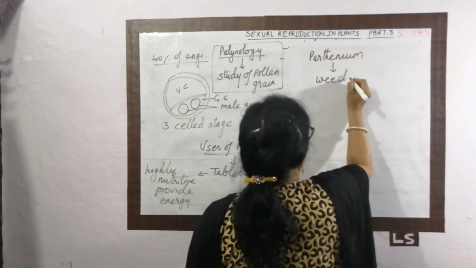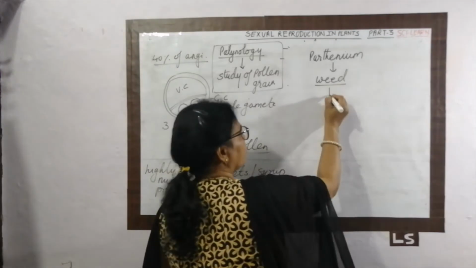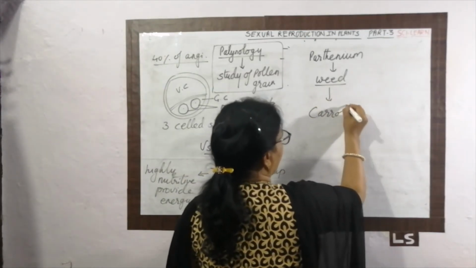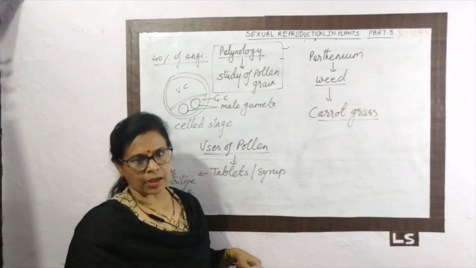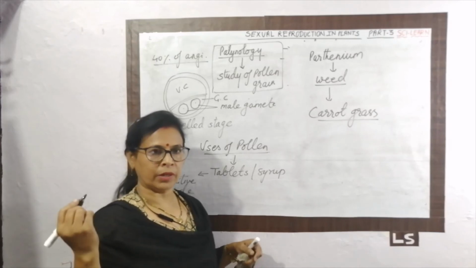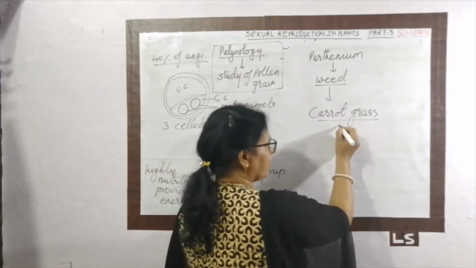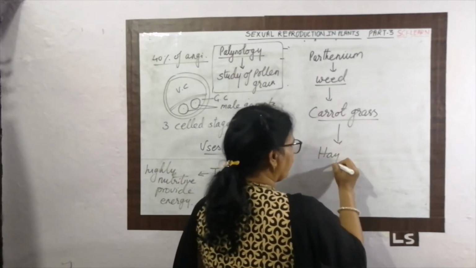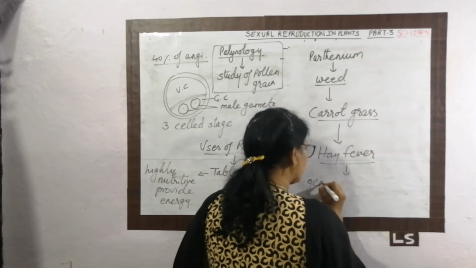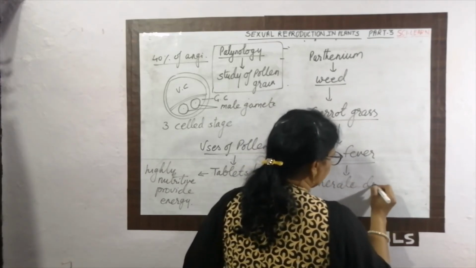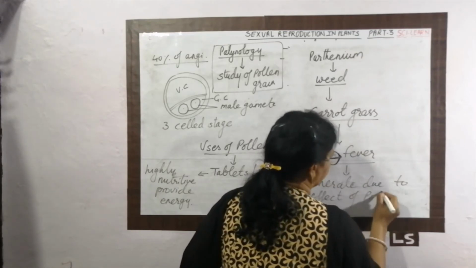It is grown with wheat also. Wheat, the main crop of India, it is grown with the wheat also. In common language, we call it carrot grass, Gajar grass. The pollen of this carrot grass is highly allergenic. It causes bronchitis or other lung disorders. Sometimes it generates fever also, and that is called hay fever. What is hay fever? The fever generated due to the effect of pollen.